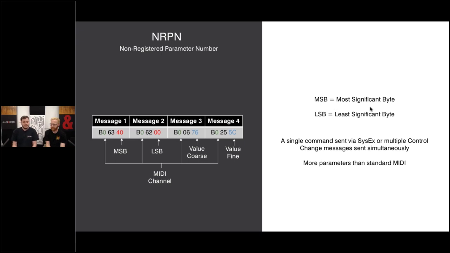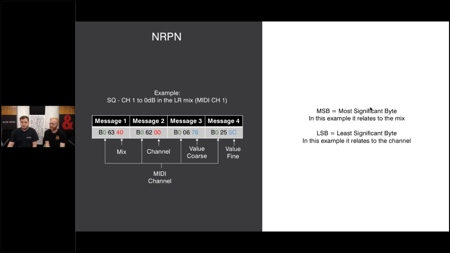In this example, the MSB is actually relating to the mix and the LSB is relating to the channel. I'm just telling you this so that it breaks it down and it's a little bit easier to understand. You might look at the protocol and see MSB and LSB and not really be sure what they mean, but this is just what we've assigned those to control and tell the mixer what to control.